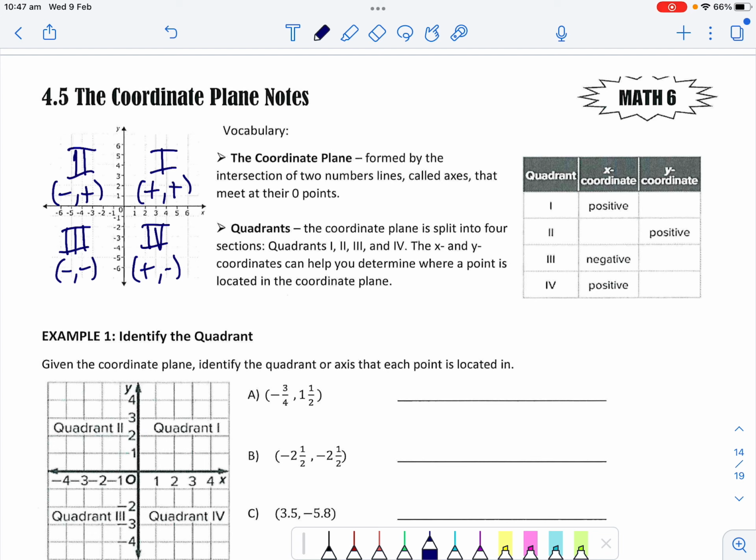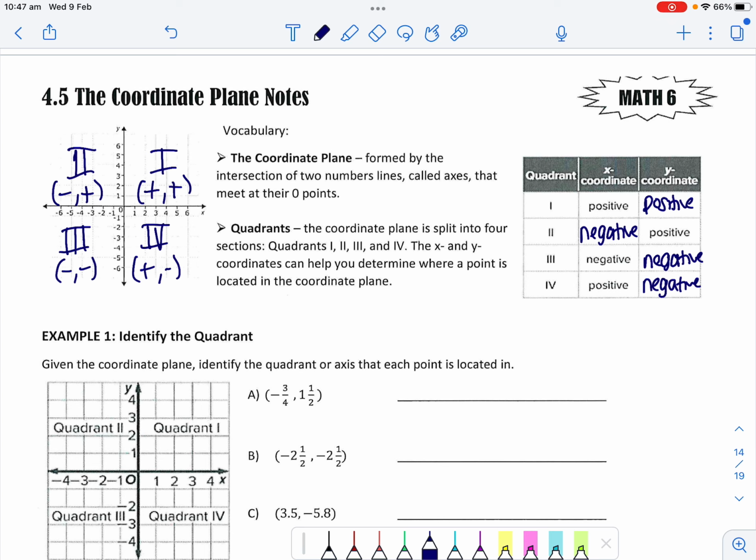And what these tell us is where points are going to fall on the coordinate plane so that we know that we are plotting our points accurately. So again, quadrant 1 is positive, positive. Quadrant 2 is negative, positive. Quadrant 3 is negative, negative. And quadrant 4 is positive, negative.